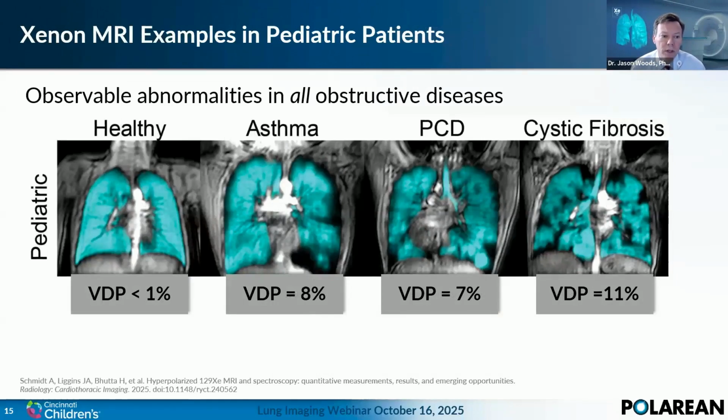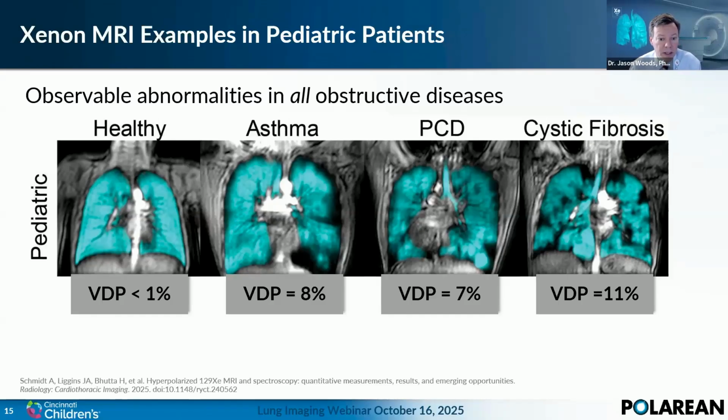Importantly, in all obstructive diseases that we've investigated, we see observable abnormalities. So these are examples, 3 examples in asthma, in PCD, that's ciliary dyskinesia, and cystic fibrosis here. And these are just 3 examples. But in each of these cases, and in all obstructive diseases that we've investigated, we see abnormalities.